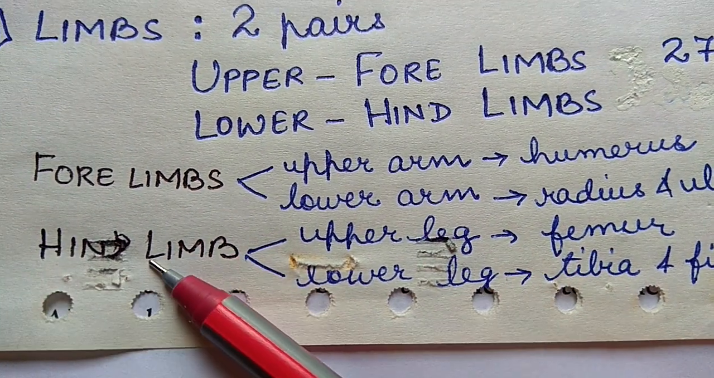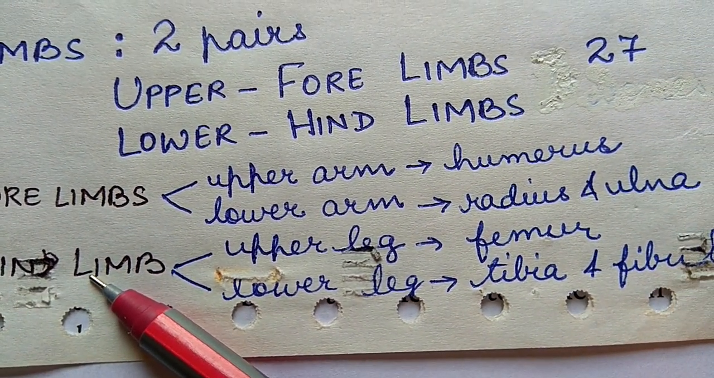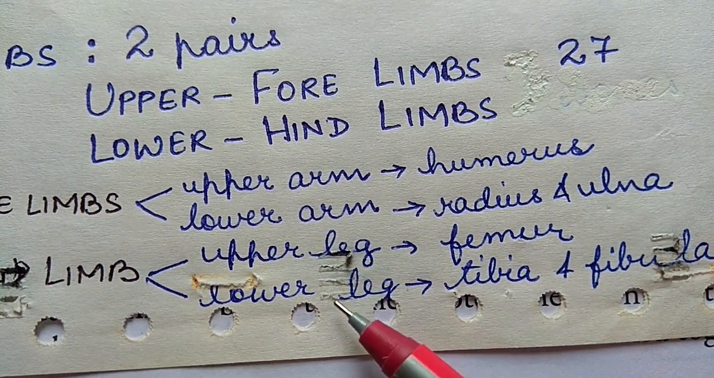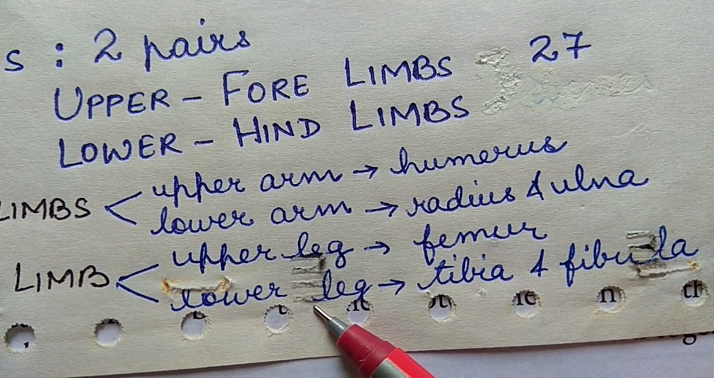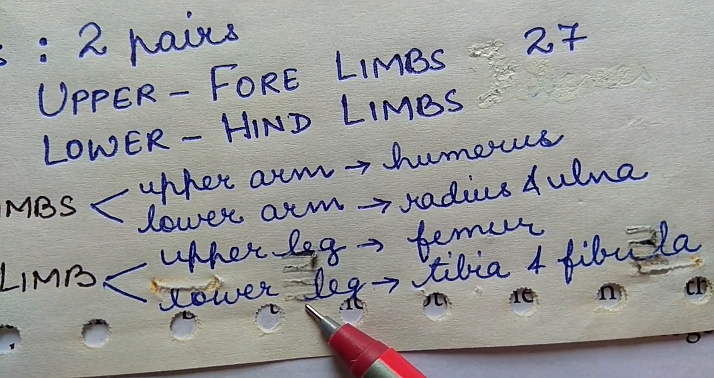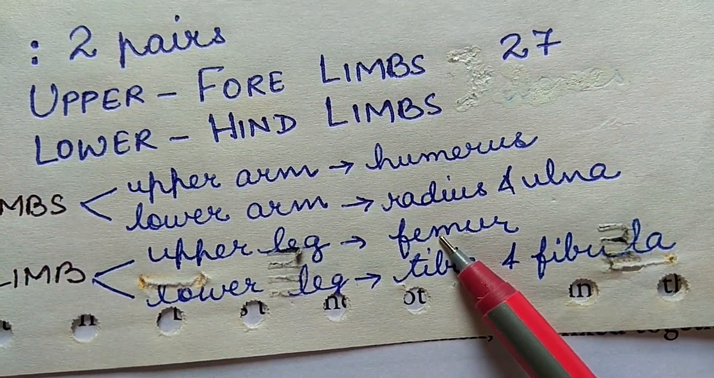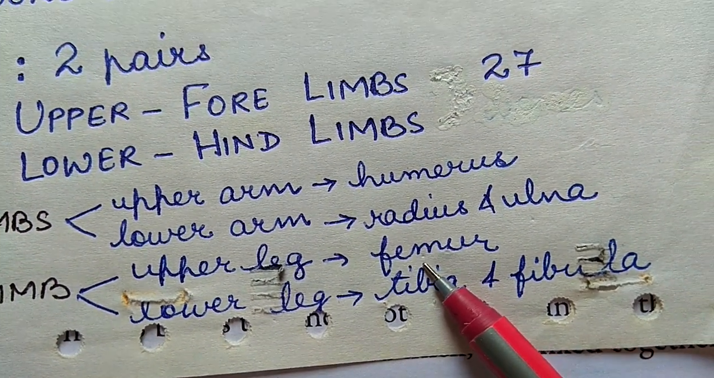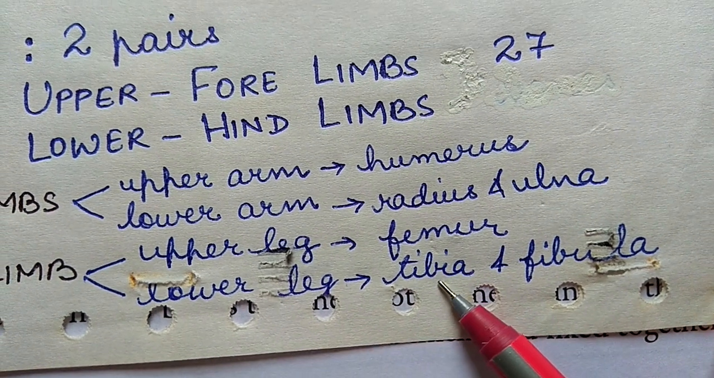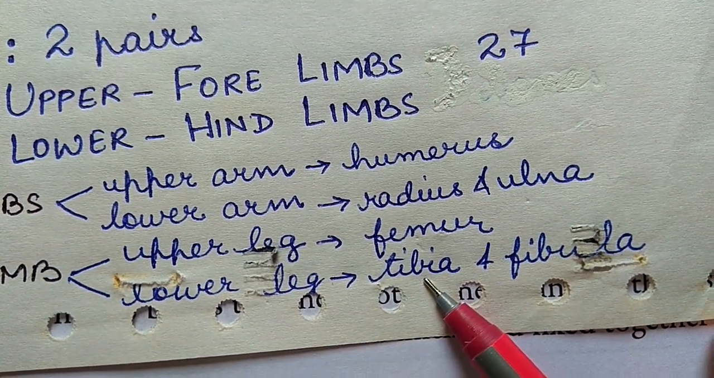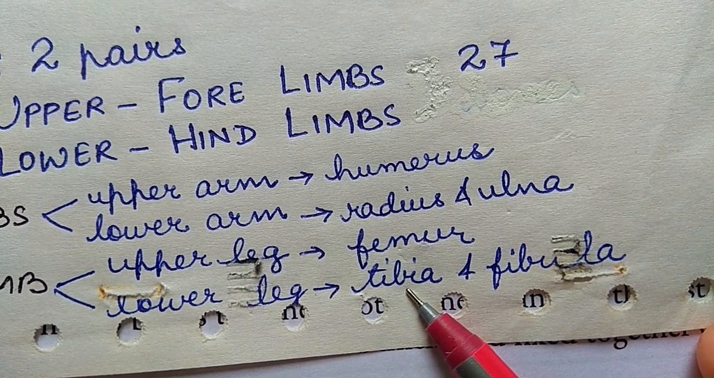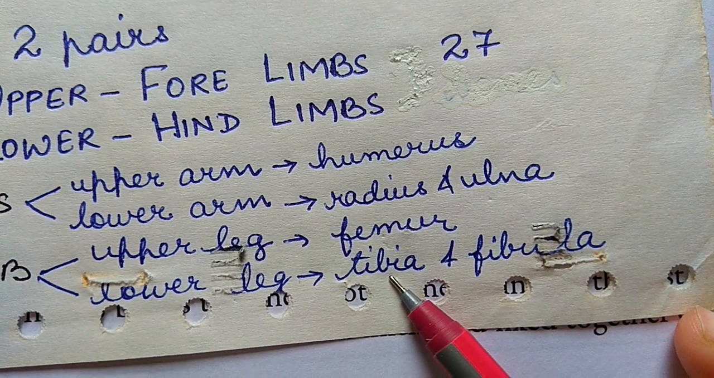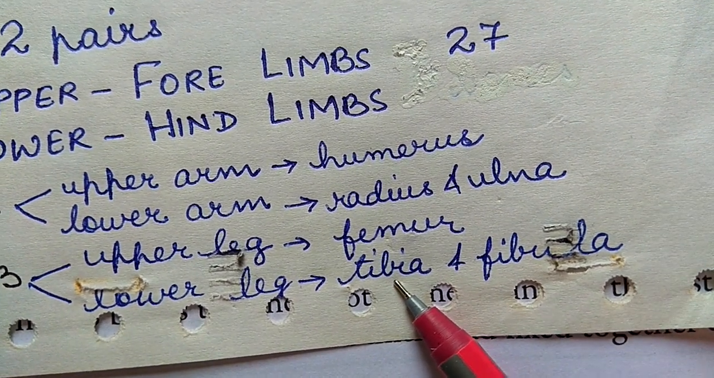Next comes the hind limbs. The hind limbs are our legs. It is also made up of 2 parts, the upper leg and the lower leg. They are joined together at the knees. The upper leg is the thigh. It has the longest bone in our body which is known as the femur, and the lower leg has 2 bones which are known as tibia and fibula. The lower part of the spine is joined to the femur by the hip girdle. The feet have many small bones.